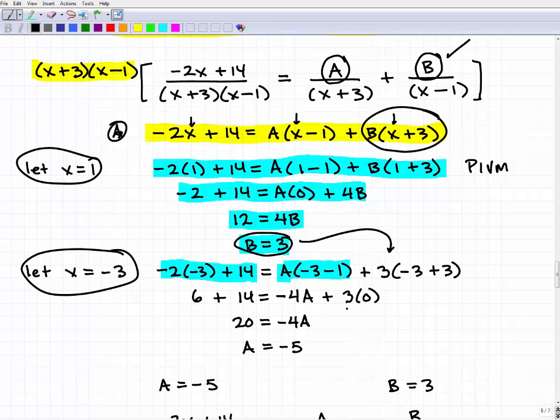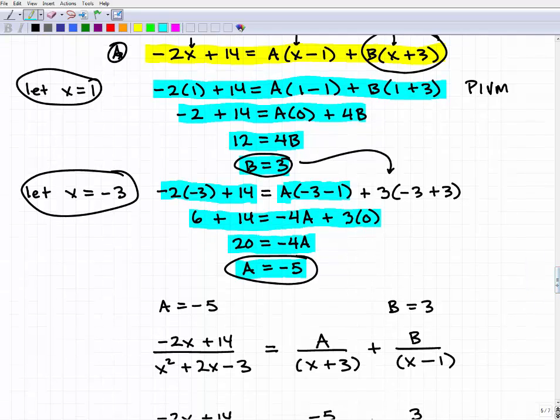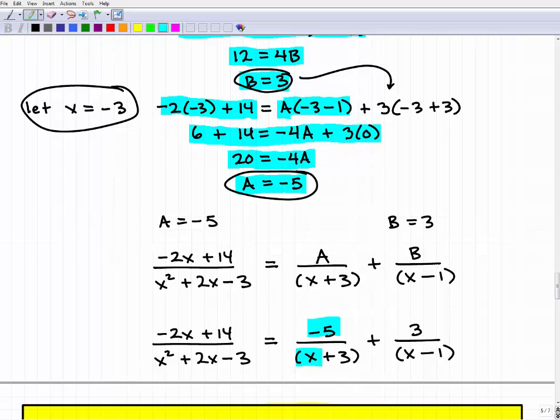So it zeroes out the b side, and let's just keep working this down. I get 6 plus 14 equals negative 4a plus 3 times 0, which is just 0. So this gives me this nice equation here: 20 equals negative 4a. So a equals negative 5. Now we have our b and we have our a values. So we have the 2 values that we need up here, right, in our general decomposition form. Now I basically just plug them in. I know a is negative 5 and b equals 3. We have our general form. I'm going to plug them in right here, and this is it.